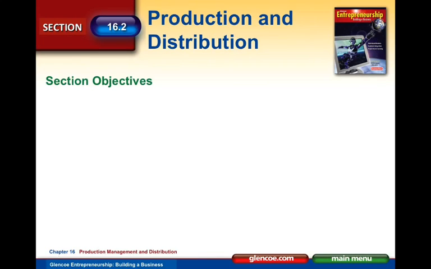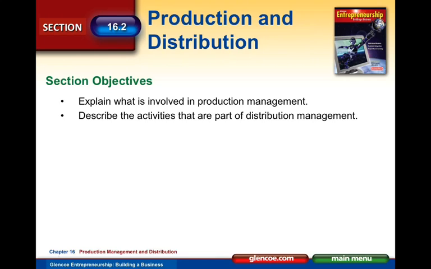Okay, now we're going to continue on to section 16.2, dealing with production and distribution. Now that you sort of have a product, you need to know how to manage the production of it and the distribution of it. So the objectives are fairly clear. We're going to explain what's involved in production management itself, and then what are some of the activities involved in the distribution and the management of distribution.